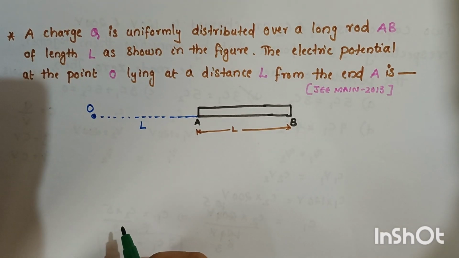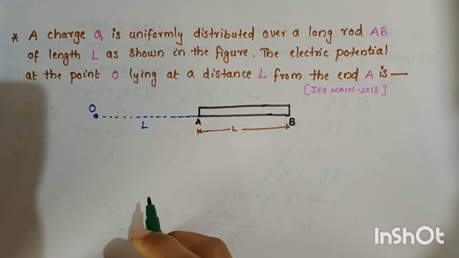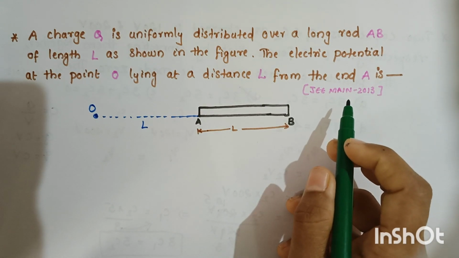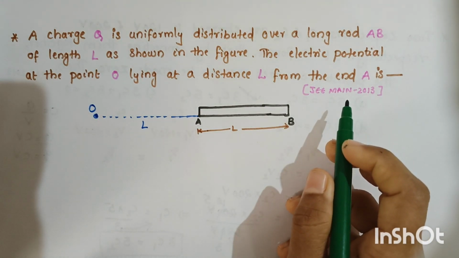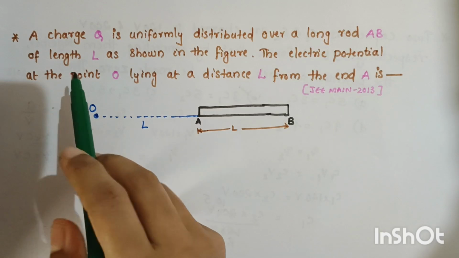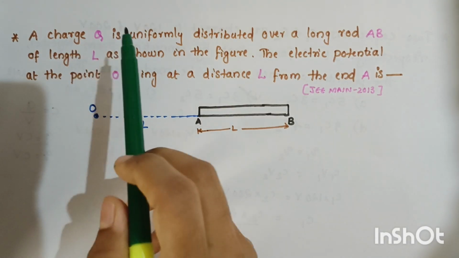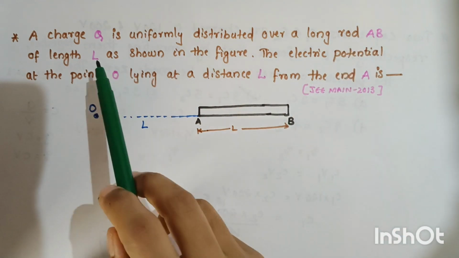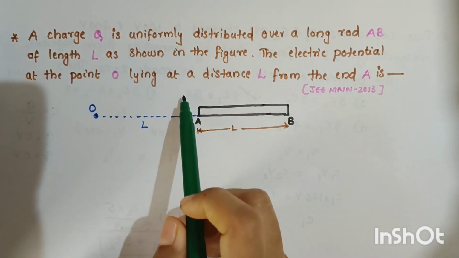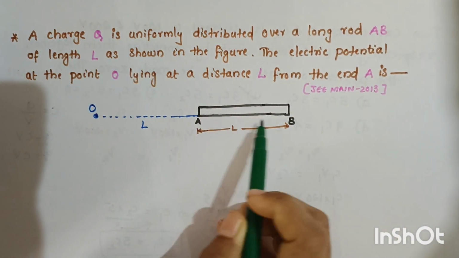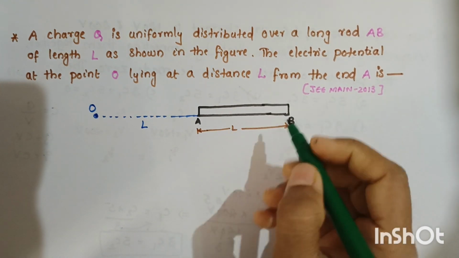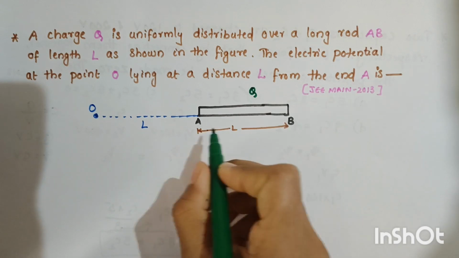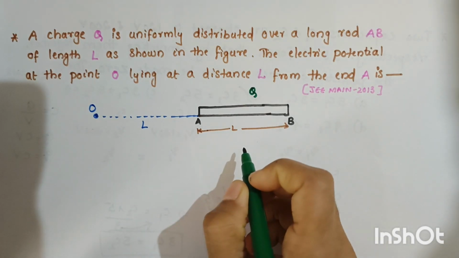Now let us discuss another question which was actually asked for the JEE Main 2013 examination from the same chapter, Electrostatic Potential and Capacitance. See the question. A charge Q is uniformly distributed over a long rod AB of length L as shown in the figure. So there is a rod AB of length L. A charge Q is uniformly distributed everywhere along this rod AB.